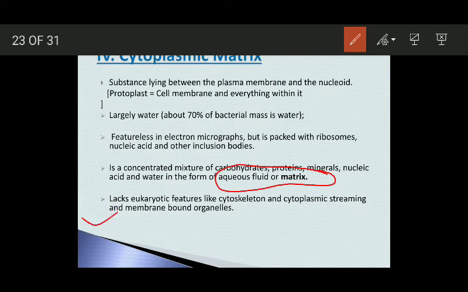The cytoplasmic matrix lacks eukaryotic features like cytoskeleton. Cytoskeleton is absent; it's not present in cytoplasmic matrix. There is no cytoplasmic streaming, and membrane-bound organelles like endoplasmic reticulum, mitochondria, Golgi apparatus are all absent.